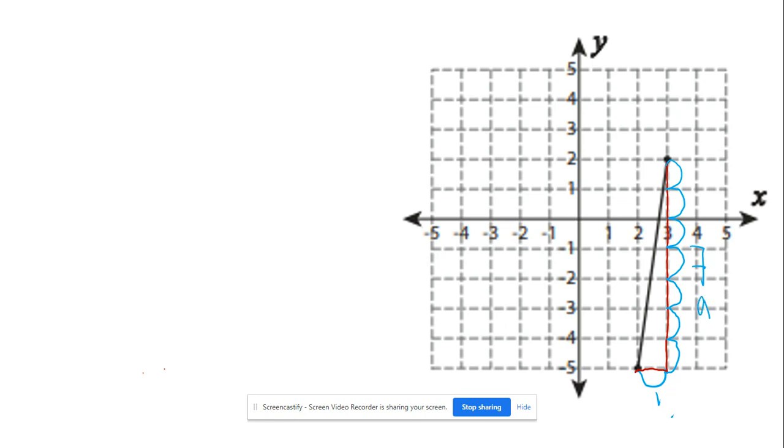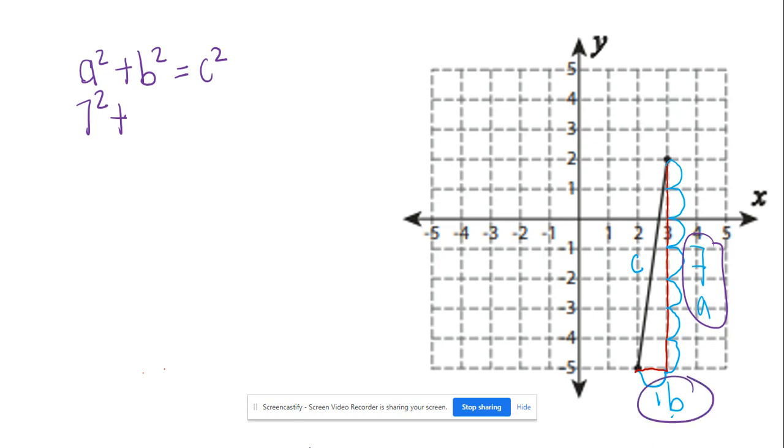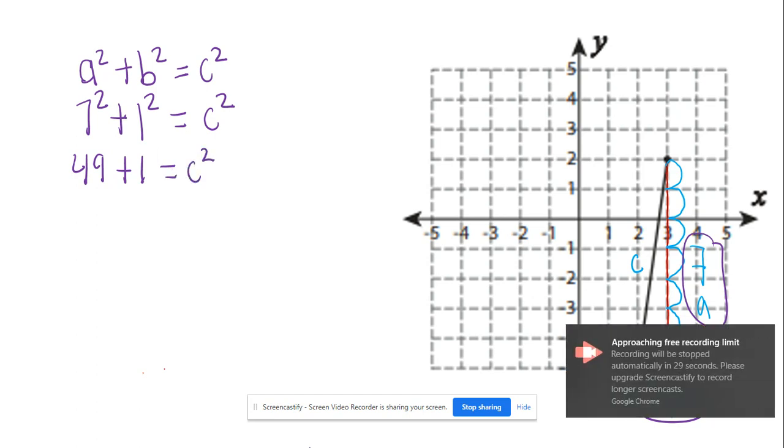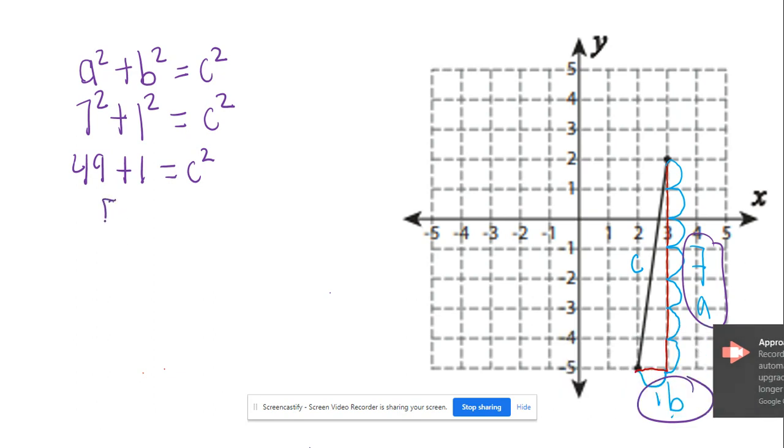A, B, and C. Now let's use our Pythagorean theorem to plug in what we know. So remember, A squared plus B squared equals C squared. My A is 7, so 7 squared plus my B is 1. 1 squared equals C squared. 7 times 7 is 49 plus 1 squared, 1, equals C squared. And you get 50. You add those together, you get 50 equals C squared.